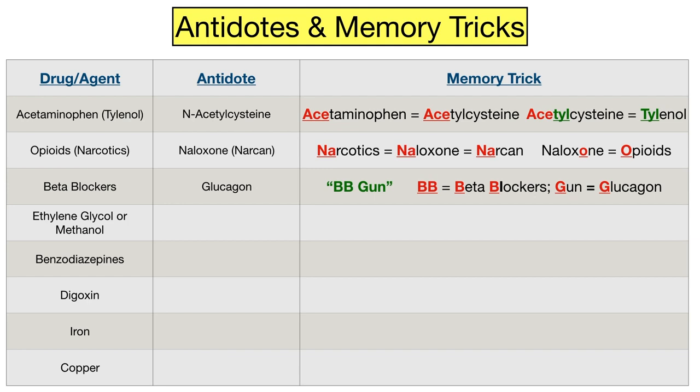Next we have ethylene glycol or methanol. Hit pause in the video and try to name the antidote used to treat these toxicities. It's fomepizole. The memory trick for this is another easy one because ethylene glycol, methanol, and fomepizole all rhyme, and you can use the OL in each word to remember the associations.